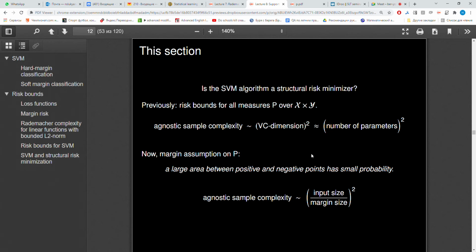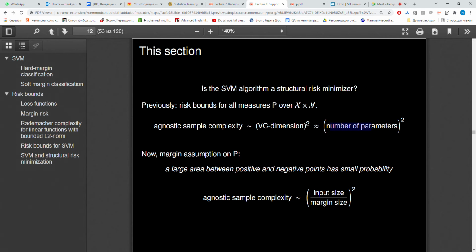But we have a question: does it work well? It's a normal question, I think, that you can expect. In the previous lectures we had the result that agnostic sample complexity is proportional to the VC dimension squared, and VC dimension is usually close to the number of parameters, if you remember.